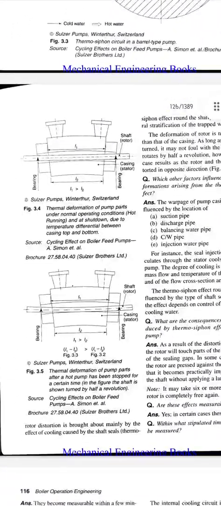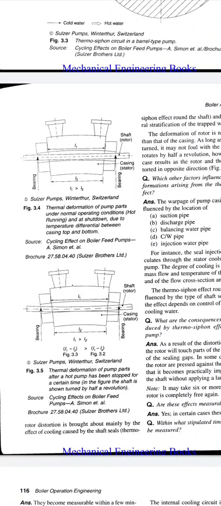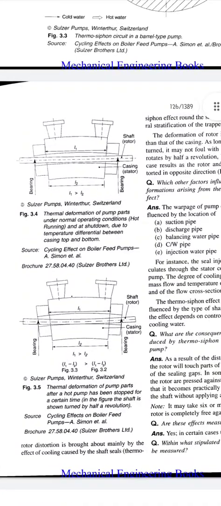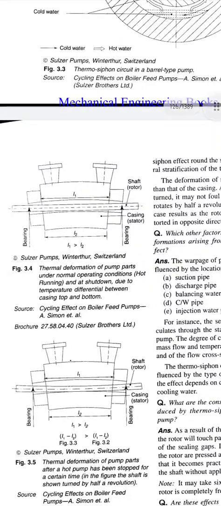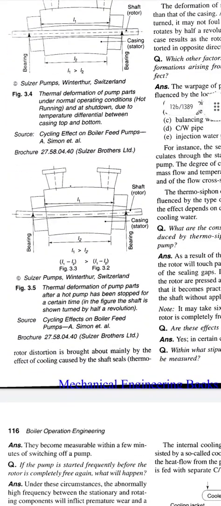In the next diagram we can see the thermal deformation of pump parts under normal operation conditions, hot running and at shutdown, due to temperature difference between casing top and bottom. So here we can see the bearing casing stator. Slight curvature has happened. L1 we can see in the upper diagram, and L2 is in the lower part. L1 is greater than L2.